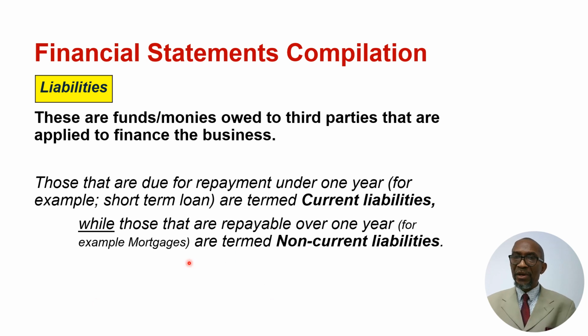Now, on the other side, liability. These are funds or money owed to third parties that are applied to finance the business. Every business will need funds at one time or other to finance its business. The liabilities are money owed to third parties outside the business. Those that are due for repayment under 1 year, for example, a short-term loan, are termed current liabilities, while those that are repayable over 1 year, for example, mortgages, are termed non-current liabilities.